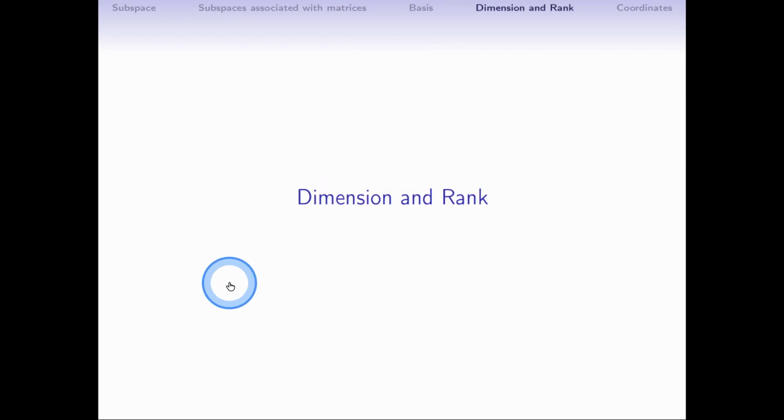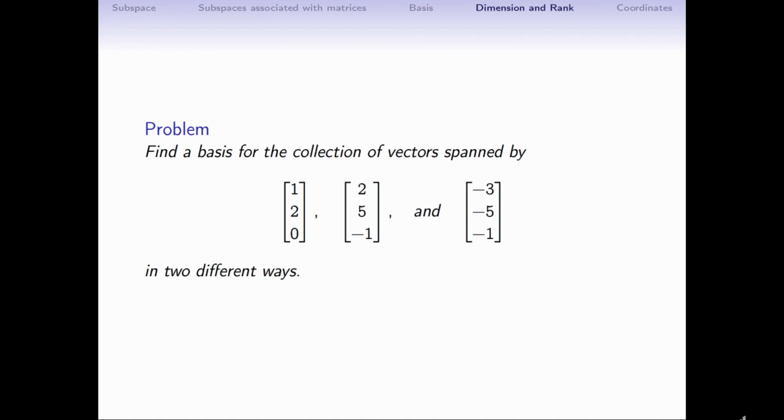So let's begin with dimension and rank. Now let's begin by looking at the following problem. Let's find a basis for the collection of vectors spanned by the three vectors that you see in front of you, and let's do that in two different ways. So join me at the document camera for the solution to this problem.